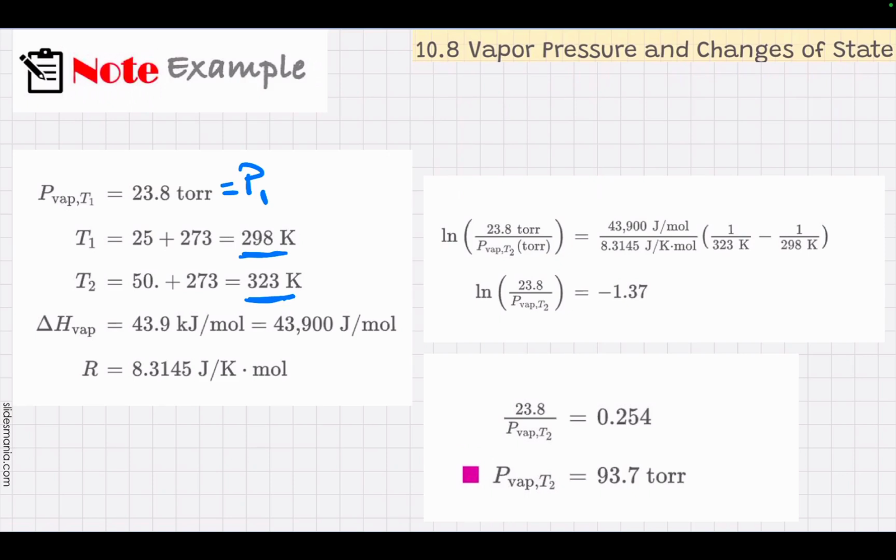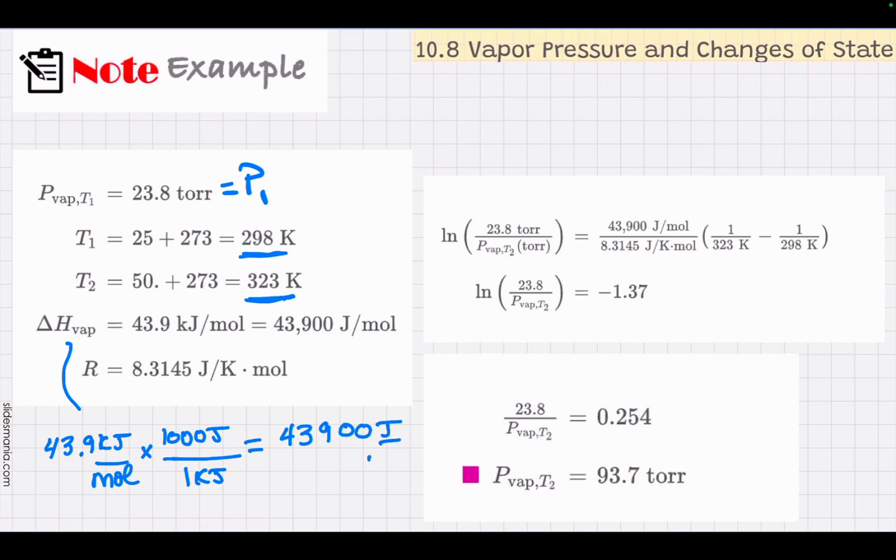So there is one conversion I do need to do in order for my units to cancel. I have to take my vapor pressure, which is given in kilojoules per mole, and convert that into joules per mole. So when I do that, I get 43,900 joules per mole. So now I'm ready to plug into the equation.